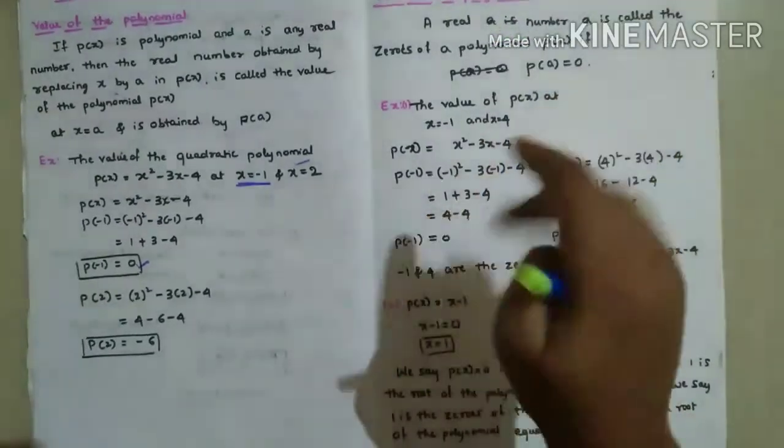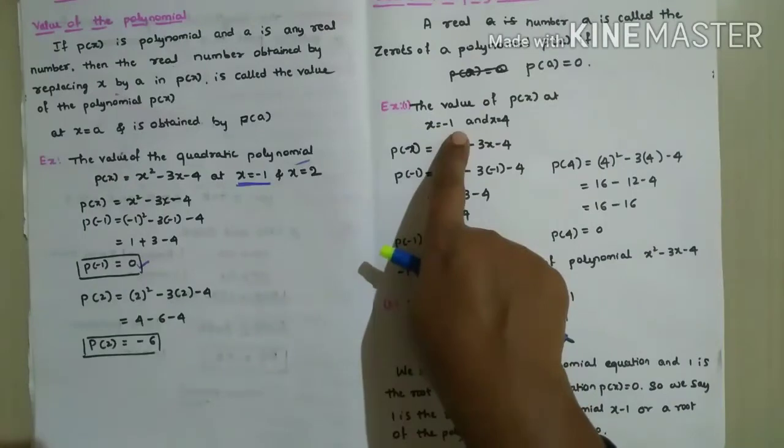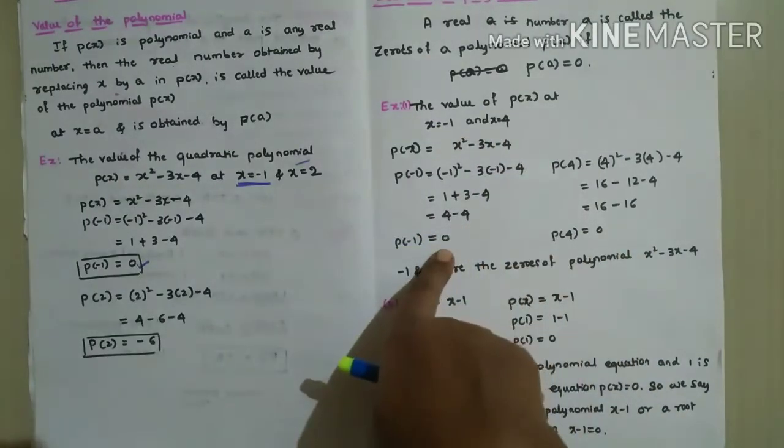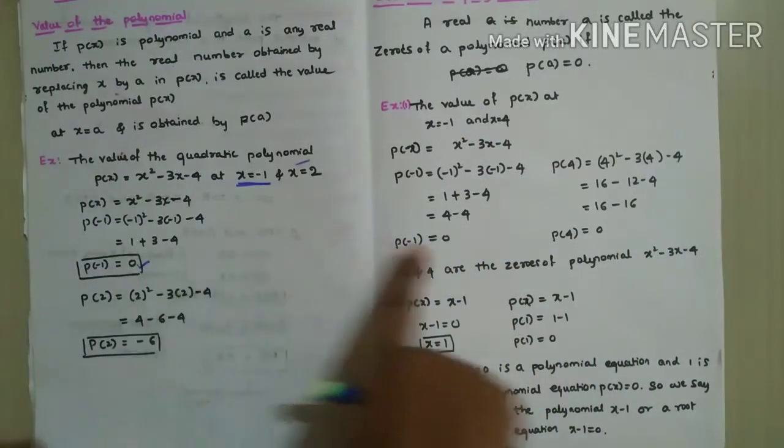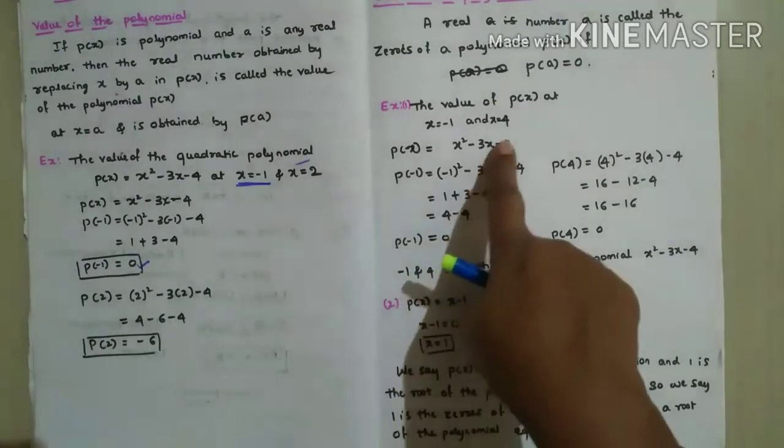Here also I considered the same example, but just x equal to minus 1 I have taken, because we got the answer as 0 there. I already explained that. Now x equal to 4 we will take.